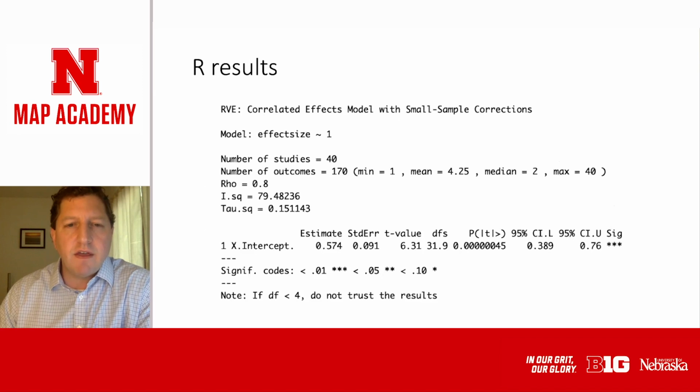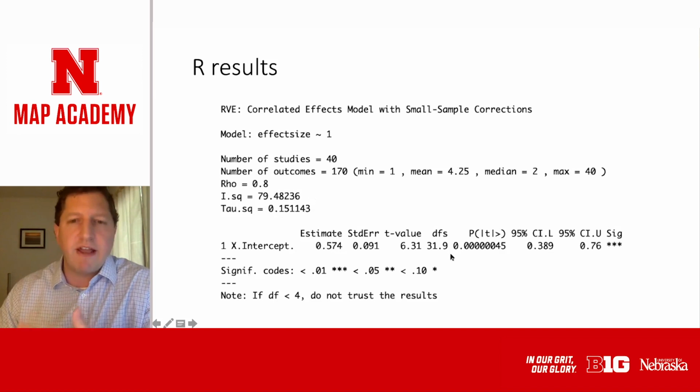You can see that this is the results for the R package. They are the same, right? We've got 40 studies, 170 outcomes. We've got our rho. This provides I-square, which is another measure of variance that is provided in R but not in Stata, but our tau square is the same and our effect size estimate is the same. So these really provide exactly the same results. You can see there's a note at the bottom of R that if degrees of freedom are less than 4, do not trust the results. Stata will give you that warning as well, but only when the degrees of freedom actually fall below 4.